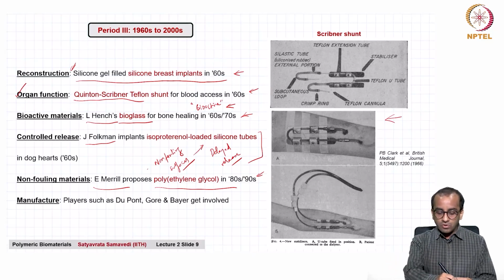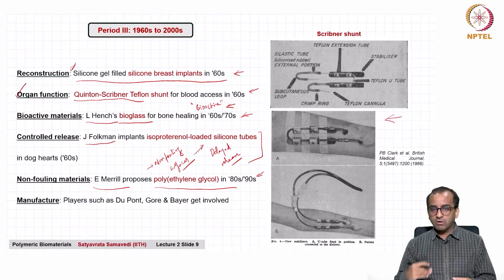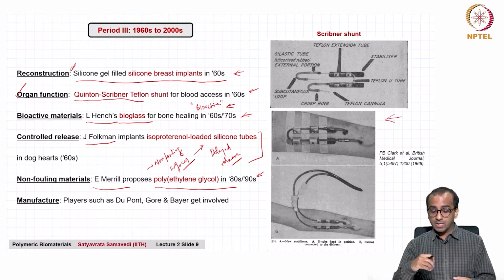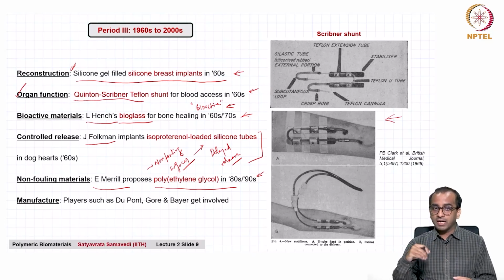But for now, we will simply note that what non-fouling means is that these surfaces will resist protein adsorption. So, you can graft some of these polyethylene glycol polymer chains onto surfaces and prevent those surfaces from getting adsorbed with proteins. And if proteins do not adsorb, cells will find it hard to attach.